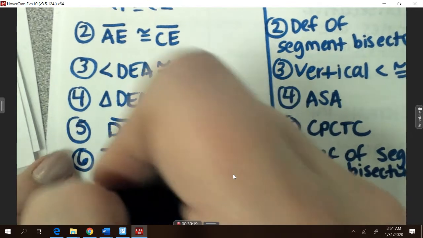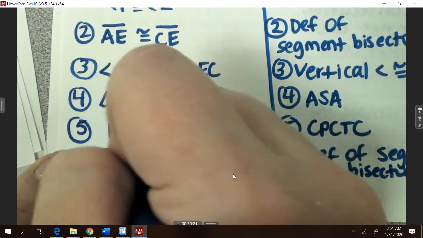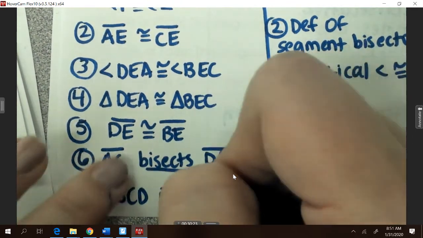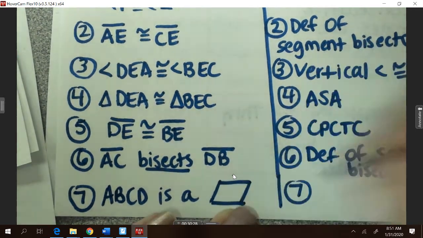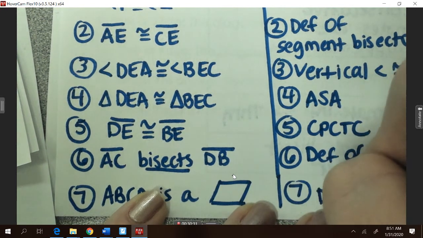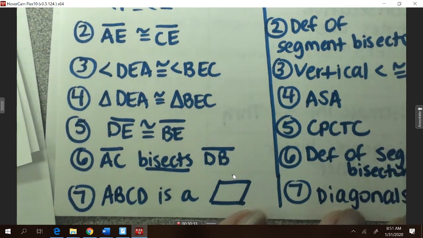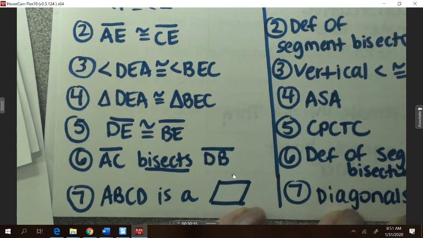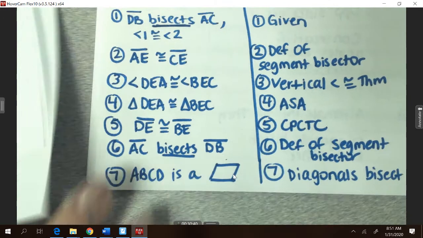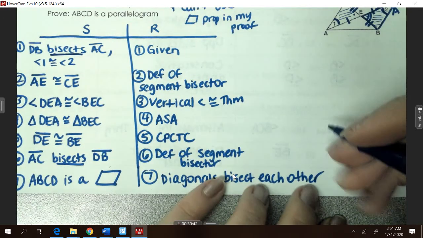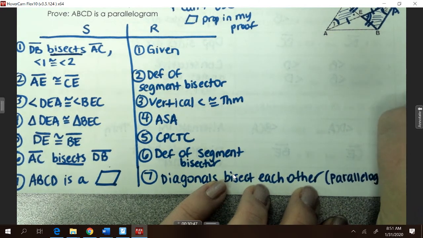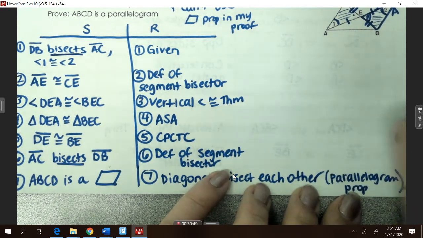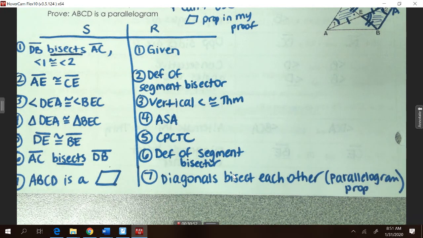And then my last step is to say that it's a parallelogram. ABCD is, I'm just going to draw a parallelogram. It's a parallelogram, and that's because the diagonals bisect each other. Which is a parallelogram property, right? You don't have to put parallelogram property, but that's one of our ones on the front page.